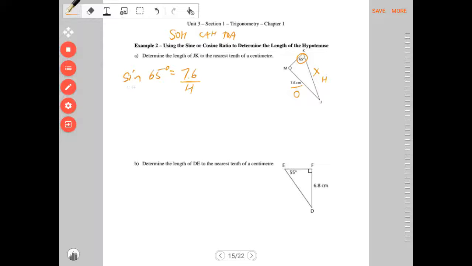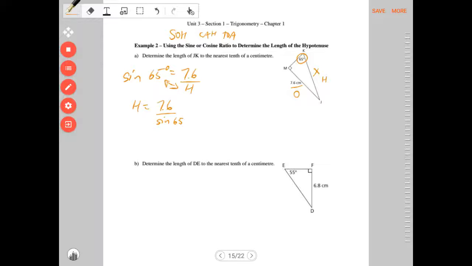So remember, when we had this with tangent, we either cross multiplied and divided, or remember how that worked out is that the h and the sine 65 just traded places. So h equals 7.6 over sine 65. Now a couple of words here just about reasonability. Remember the hypotenuse is always the longest side of the triangle. So if we do this properly, the hypotenuse should be bigger than 7.6. So if we get an answer of, say, 5.2, we know we've done something off. Does that make sense?